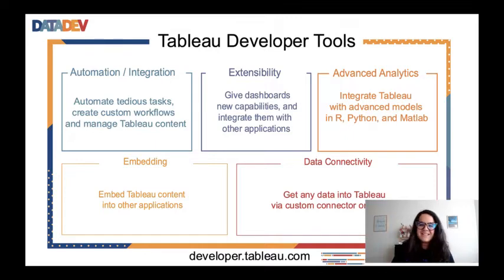Then we have advanced analytics, which allows you to integrate Tableau with advanced models in R, Python, MATLAB, for example. And then we have embedding, when you want to bring the power and the awesomeness of Tableau directly inside your main application. And data connectivity allows you to connect to non-native data sources directly inside Tableau. If your connector, your data source, your API is not available directly in Tableau, you can use our APIs to actually connect to your data.